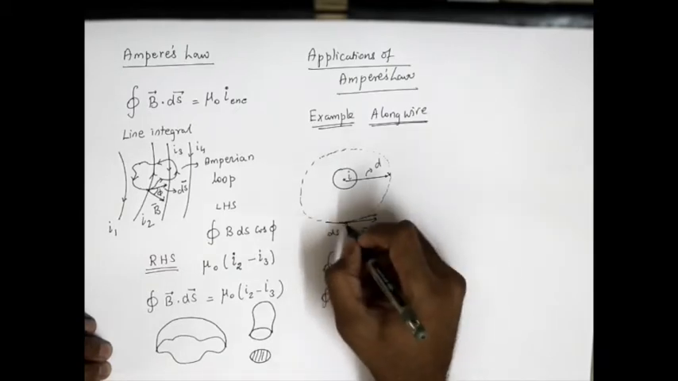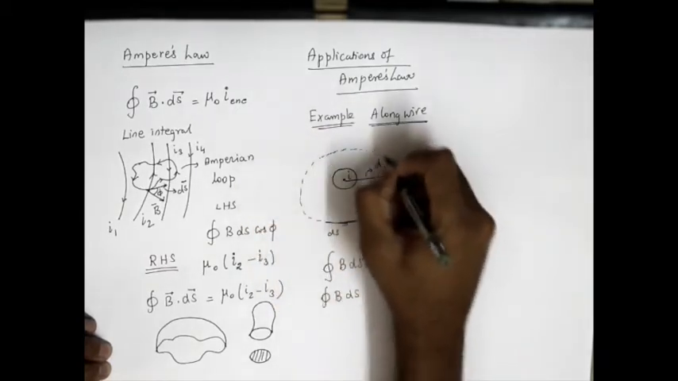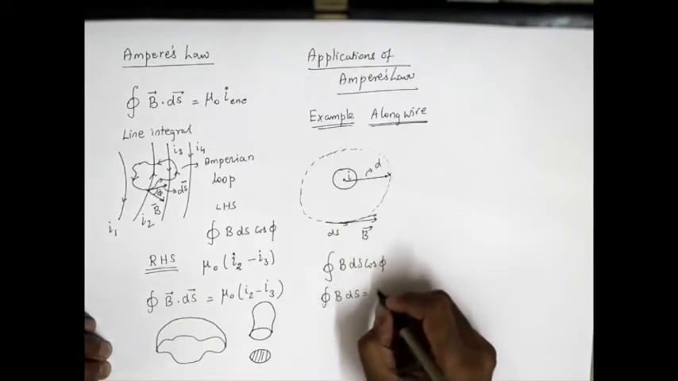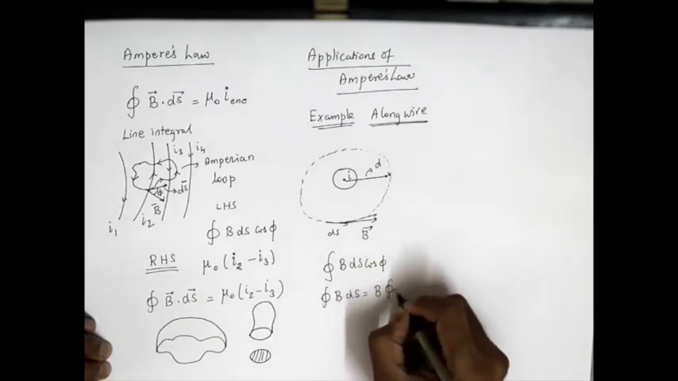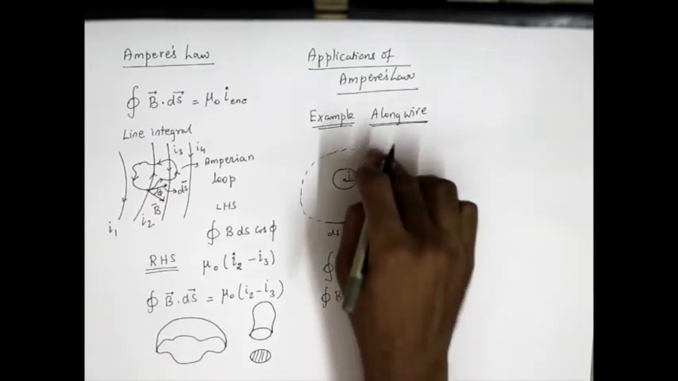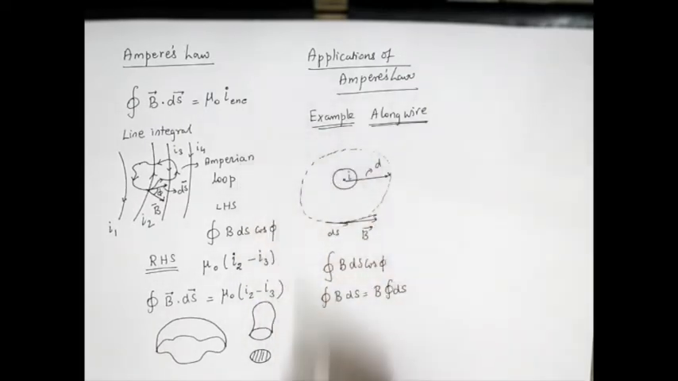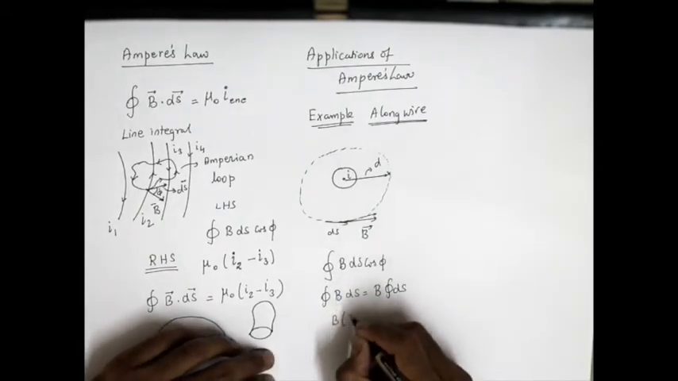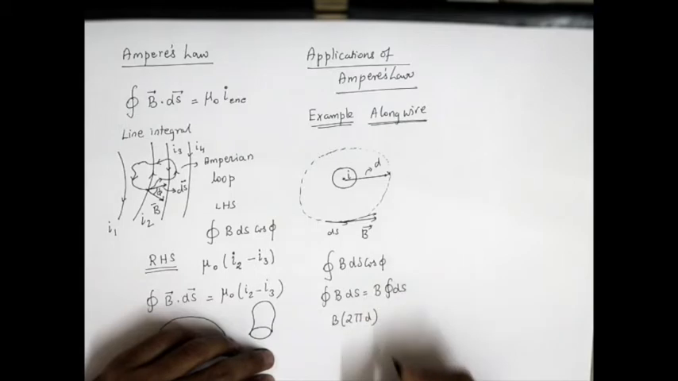But B is constant throughout for this particular circle. So B can be brought outside. So you get B integral ds. What does this mean? This means the length of this particular circle, which is nothing but the circumference. So therefore we have B into 2 pi d.